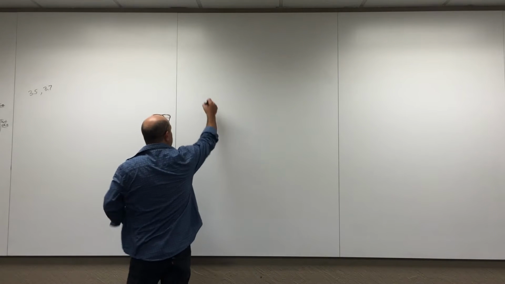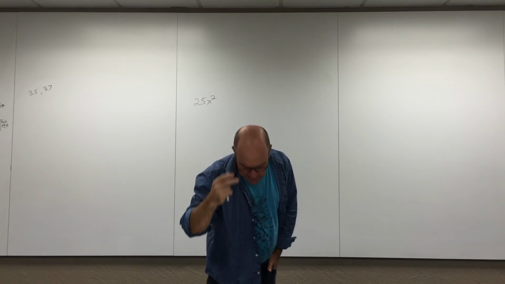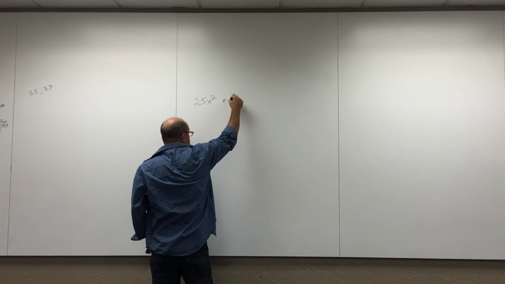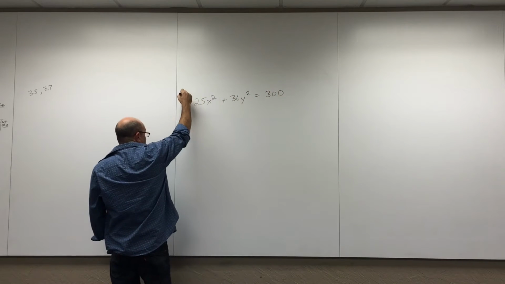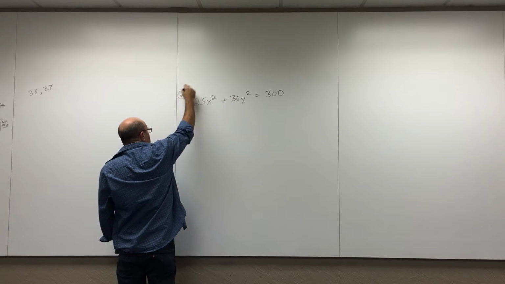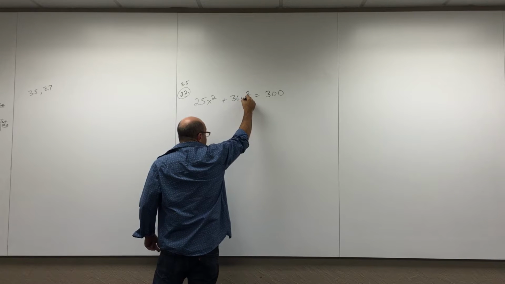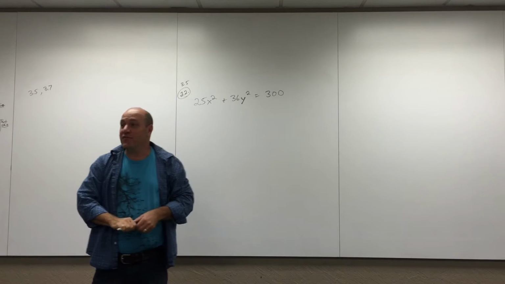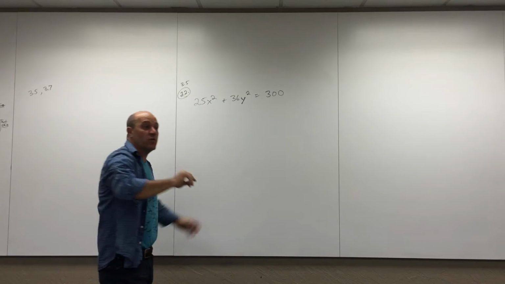Here, let's just try this one. I found this one in the book: 25x squared plus 36y squared equals 300. This happens to be number 22 in 3.5. So here's the new thing, and sometimes I repeat myself a lot. The new thing Friday was we moved into 3.5, and we could deal with these.